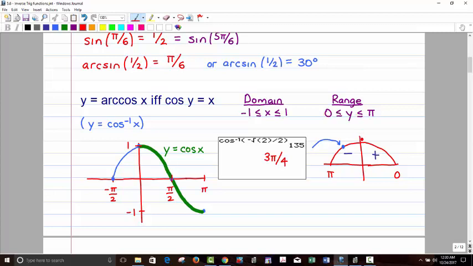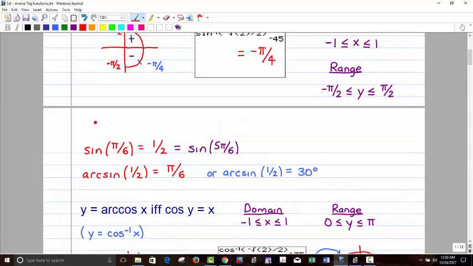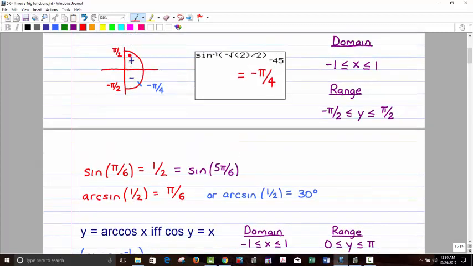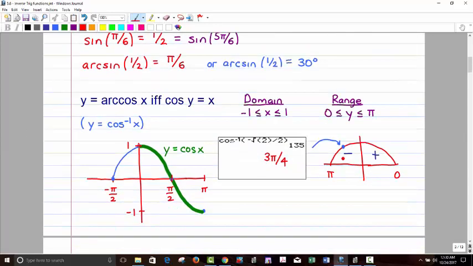It's 0 to pi. But notice the similarity between this one and the last one is not what quadrants they're in, but that one value is negative and one is positive. So this one's a little bit easier because you don't have to worry about negative pi over 4 and stuff like that. You're going to get angles strictly between 0 and pi.